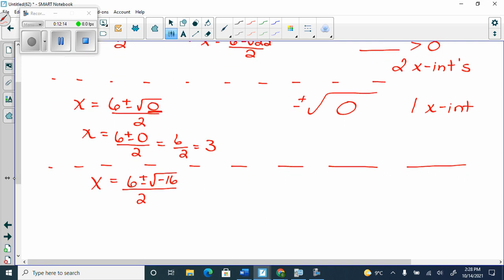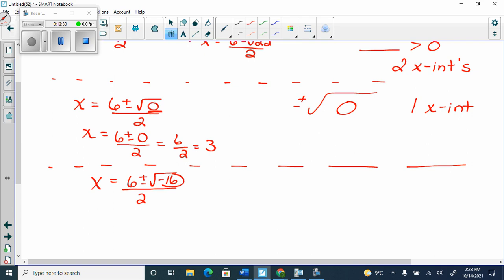Why? Can I take the square root of a negative number? Is that allowed? No. Can I take the cube root of a negative number? Yep. Because the cube root is when you have 3 of the same thing, you can take it out. The square root, you have to have 2 of the same thing. You can't take the square root of a negative number.